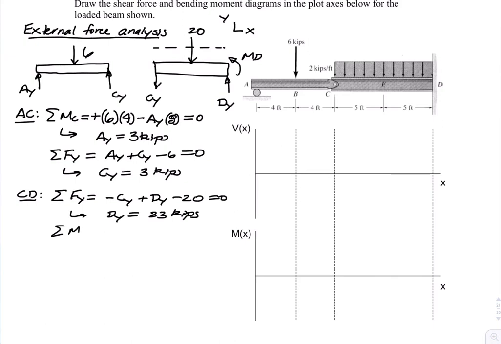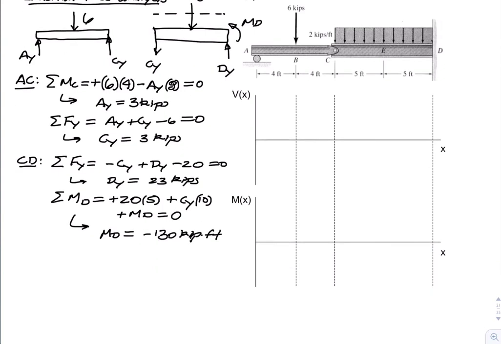Do a moment. It looks like here I'm choosing to do a moment about D. So that's going to be the 20. It's got a moment arm of 5 with a plus sign. I've got CY. It's got a moment arm of 10. It also is a plus sign. And then the couple to the wall MD. Together that sums up to be a 0. So the wall is putting a couple of minus 130 kip feet on there. So this gives us our reactions.